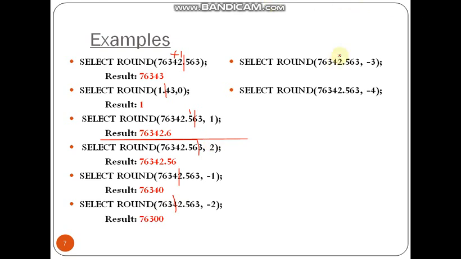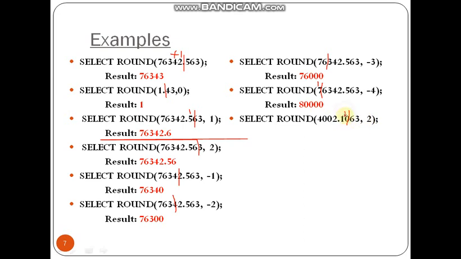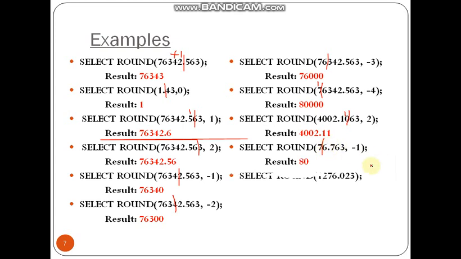Now minus 3. Minus 3 means the thousands place. The next digit is 3, so no need to add anything. The answer is 76000. Here it is minus 4, the 10,000s place. When we look at the 1000s place, you can see a 6 there. So 1 needs to be added to 7. So the answer is 80,000. Now let's go through these sample examples. It is minus 2, that means up to this, because this is 6, 1 needs to be added up. Minus 1, that means this, because it's 6, it is 80. Then this one is without any decimal number, so just cut that, 1276.